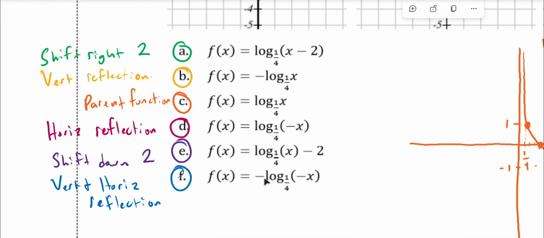Then we are subtracting by 2 on the outside, that's a downshift of 2. And here we have negative signs inside and outside. That's going to be vertical and horizontal reflection. Be very careful. You cannot just pull constants like -1 out of the logarithm's parentheses. It's going to hold on to those very tightly.